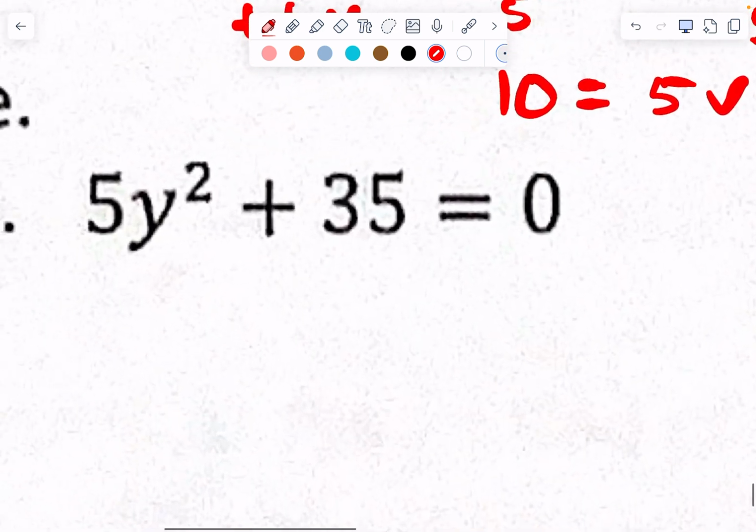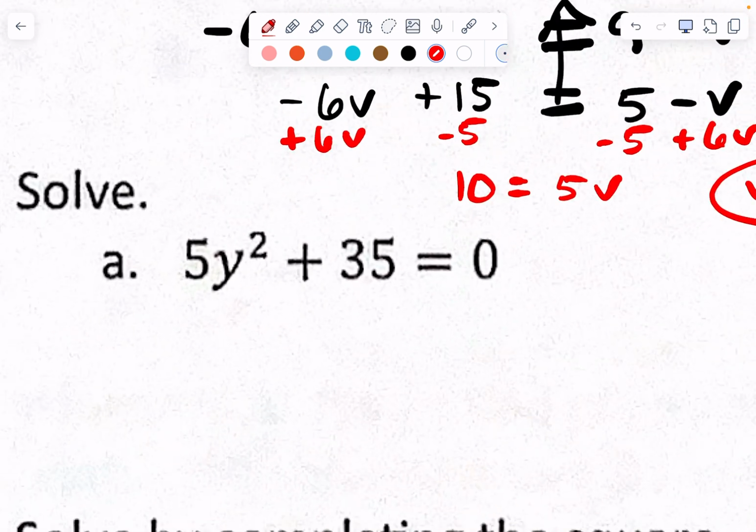Number 7A. How do we do this thing? Okay, let me think. The approach, what we do, that's the hardest thing. Like in stats, for probability, which route do I go? Do we move the 35 over, then divide by 5, then take the square root? Yep.